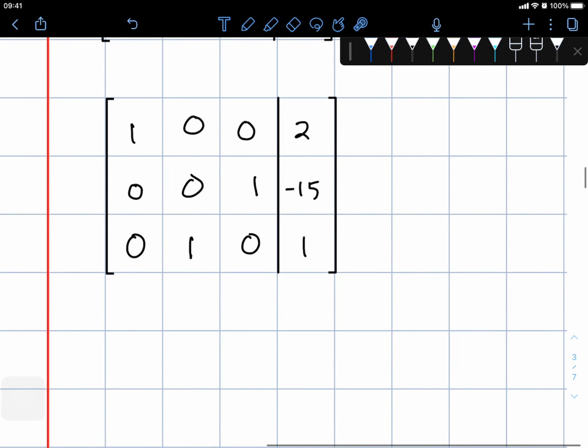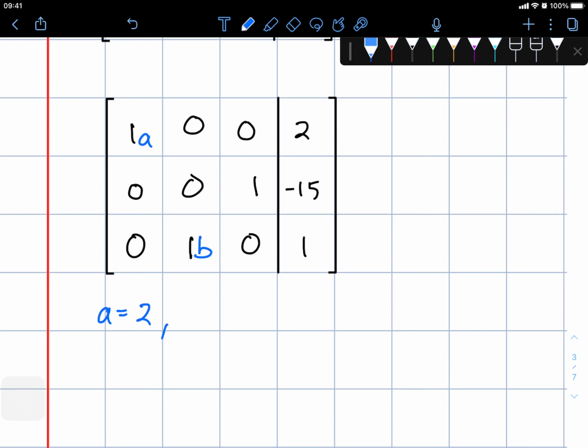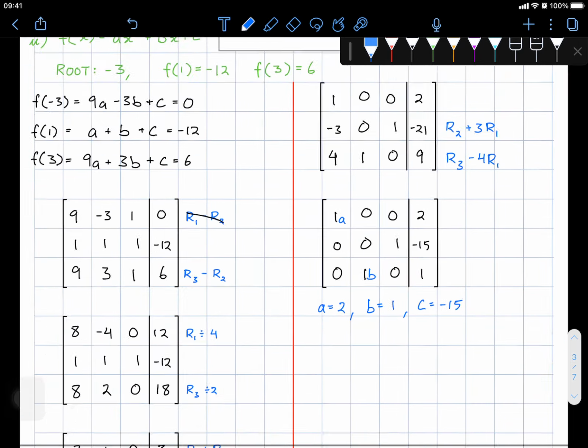And as you can see, we have a 1 in this column, a 1 in this column, and a 1 in this column. This corresponds to a value of A. So A is equal to 2. B is equal to 1. And C is equal to -15.